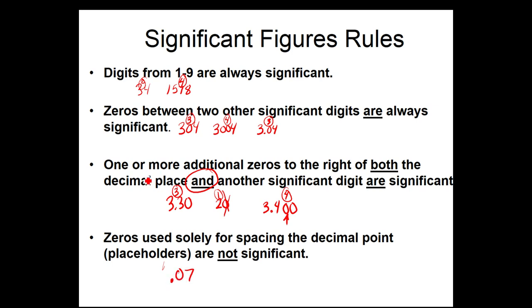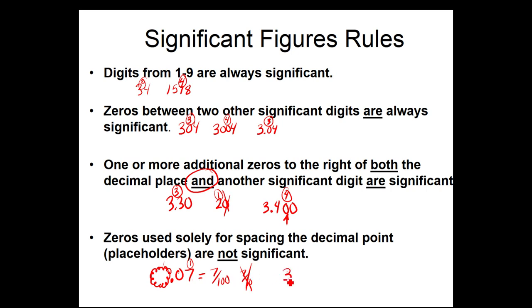So look at the third rule here. Is that 0 to the right of the decimal place? Yes. Is it to the right of a number? No. There is not a number here. So it's not to the right of a number. It's just to the right of the decimal place. It is just a placeholder. So it does not count. There's only 1 significant digit here. The only reason that 0 is there is to tell you that that number is 7/100ths. It's not 7/10ths. That 0 isn't actually a number. It's just a placeholder telling you that this is 7/100ths, not 7/10ths. So that 0 did not count.